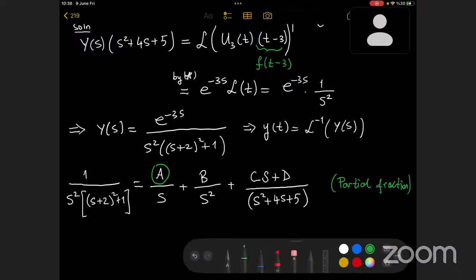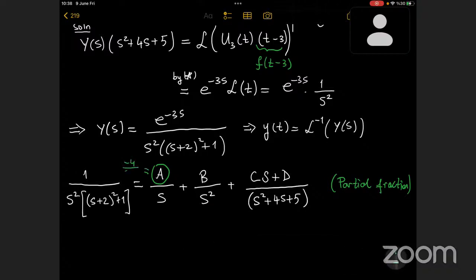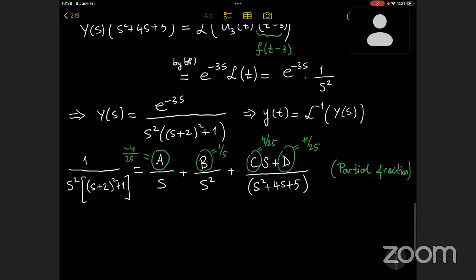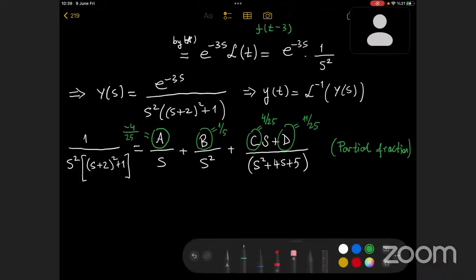Here A will be minus 4 over 25. B is 1 over 5. C is 4 over 25. And D is 11 over 25. Değil mi? İşte bunları yaparsanız göreceksiniz. Çok zor değil. Dolayısıyla now let's first find the inverse Laplace without this term.